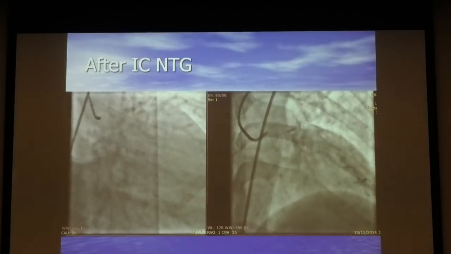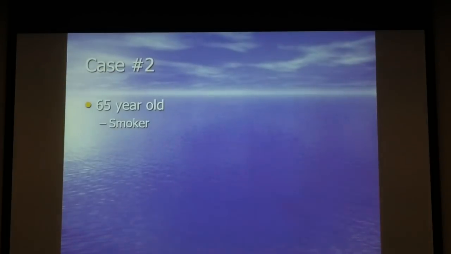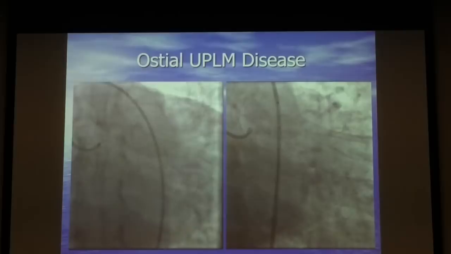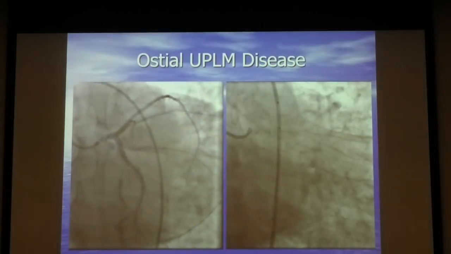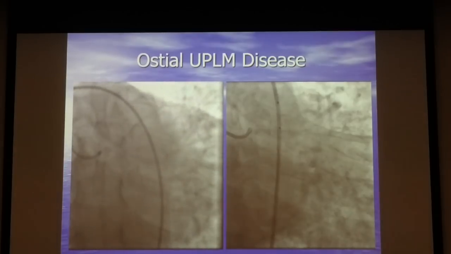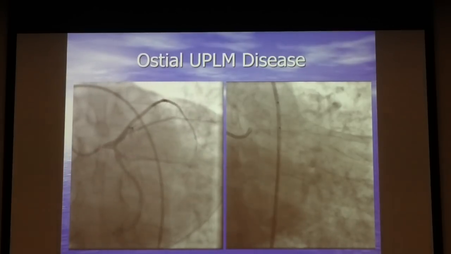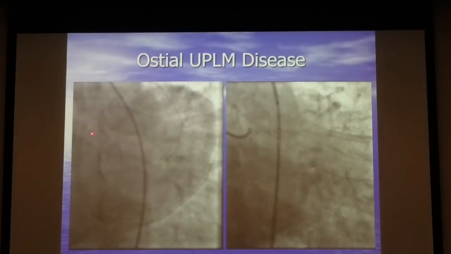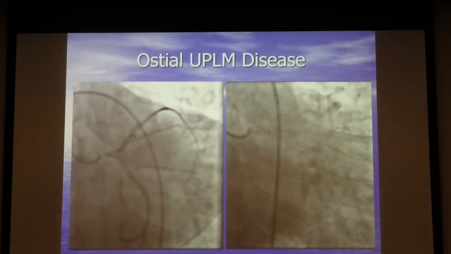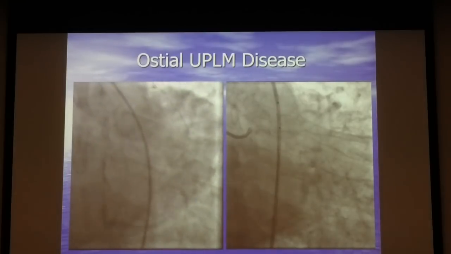Case number two, 65-year-old, only a smoker. Severe progressive angina, stress test early positive with hypotension. شو بتتوقع؟ The origin of the left main looks really severely diseased. Is it spasm? Is it true?